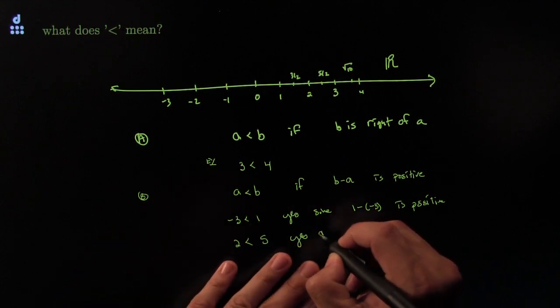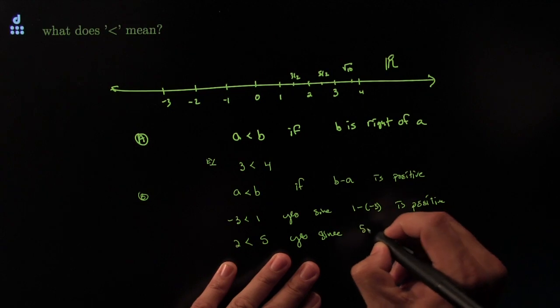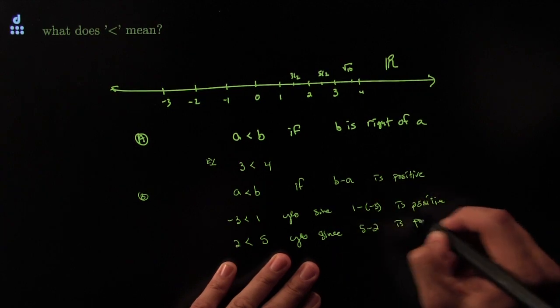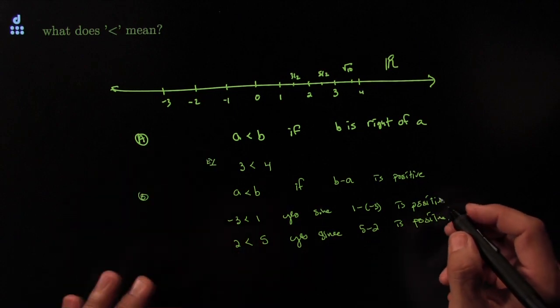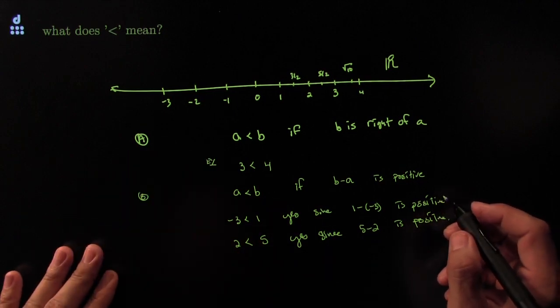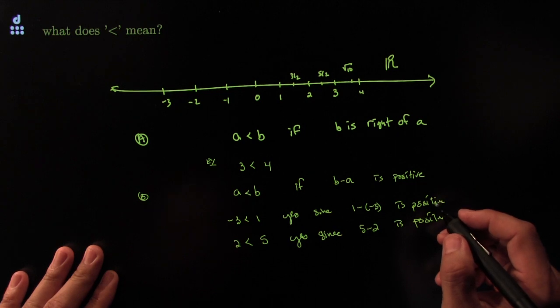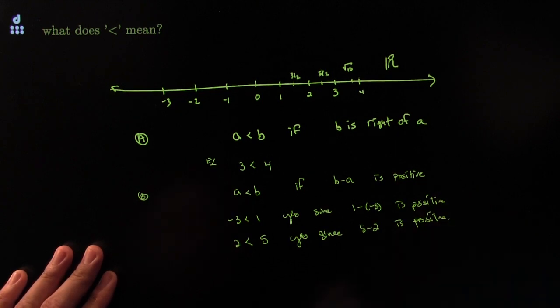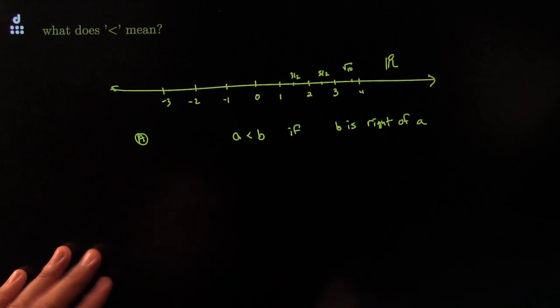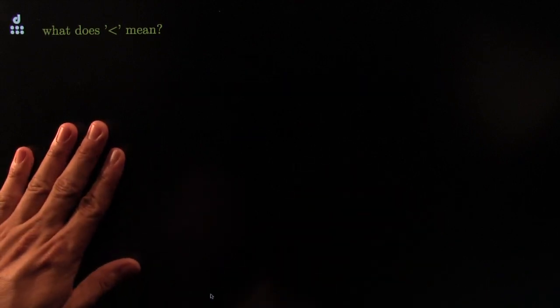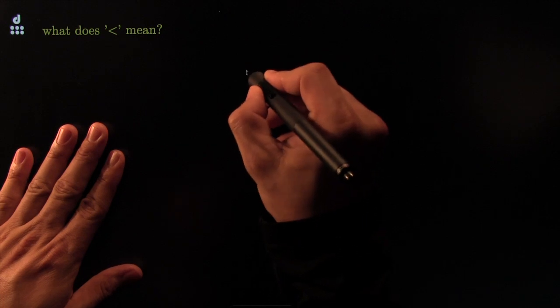Is 2 less than 5? Yes, since 5 minus 2 is positive. So this is an alternative way of seeing inequalities defined. The other ones work just the same way. Let's clear the screen here. Maybe go to the next one. So the other ones work the same way.